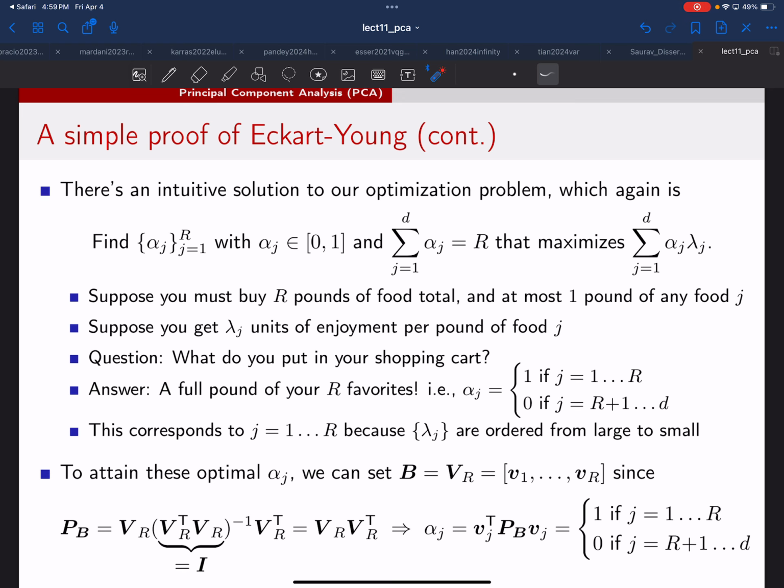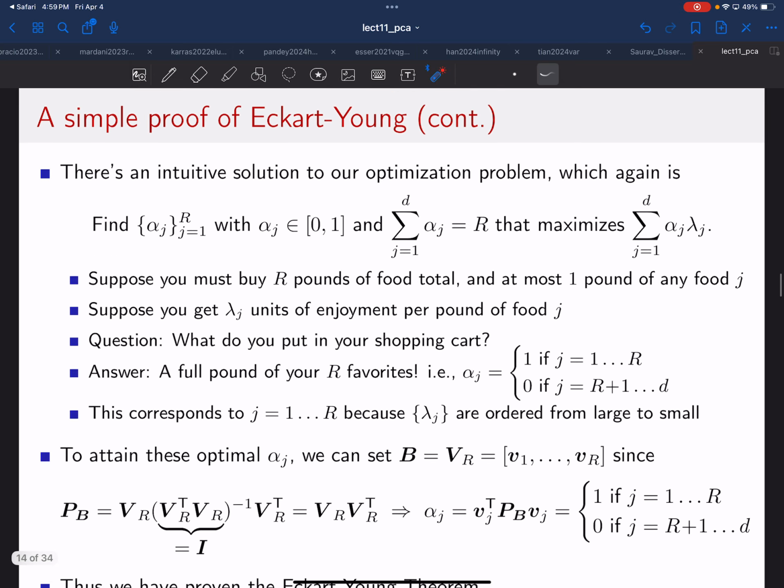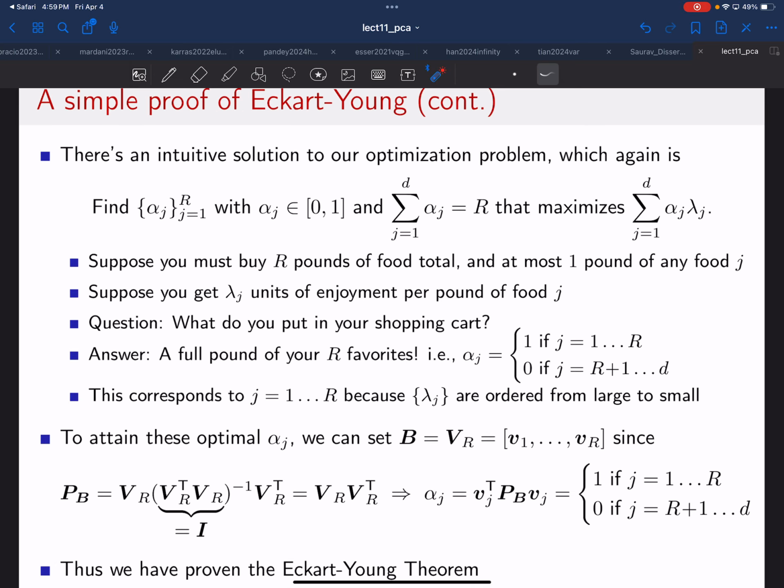And now the question is, how do you make a B to give you those alpha j's? Because remember that the alpha j's were kind of defined by this B. We can just set B to the first R principal eigenvectors. And to see why that's the case, we can write the PB matrix. If we did that, then the PB matrix looks like this.